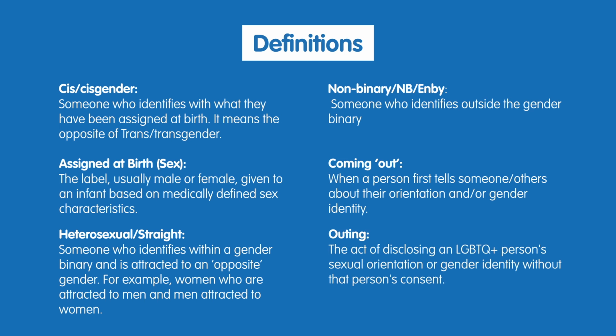When somebody is outed, that's when other people are told about their identity without their consent. Often people who are lesbian, gay, bisexual and trans are outed to other people, meaning that they don't have that sense of secrecy about their identity and they don't have a choice about who does and doesn't know about their authentic selves.